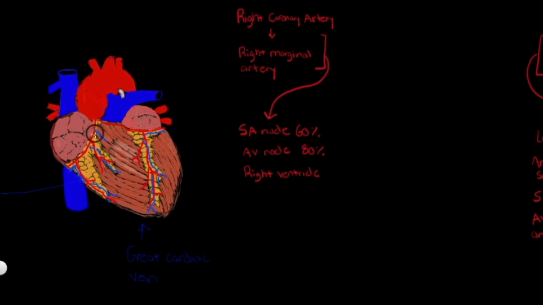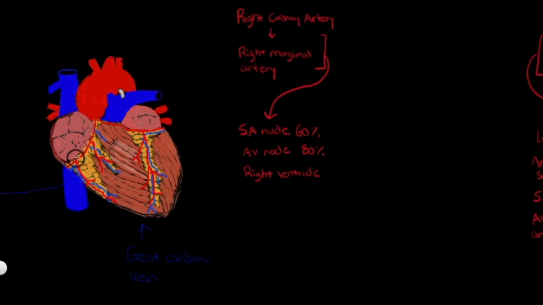Alright, so we're just going to start off with the right one. And again, the right coronary artery branches off of the aorta here. It flows through the right coronary sulcus, and then it gives off different branches. The two branches that I'm going to talk about aren't depicted here, but we're going to talk about these two structures in my next video, on the cardiac conduction of the heart.